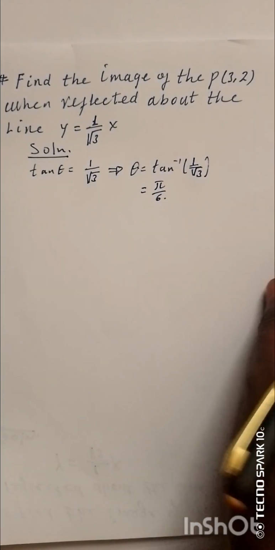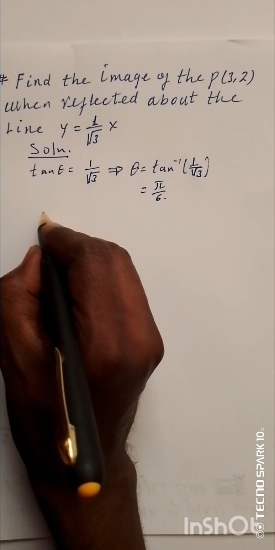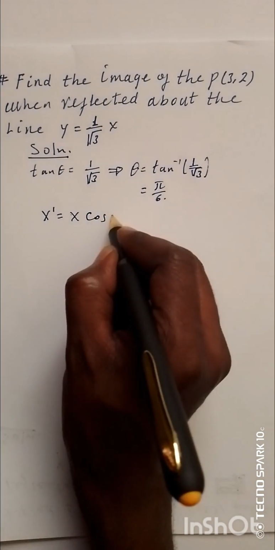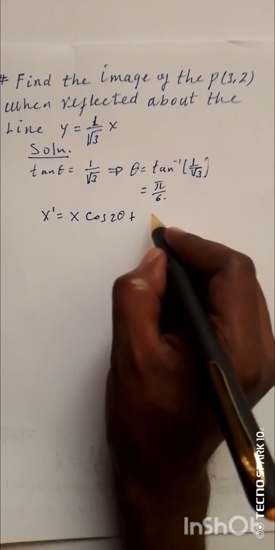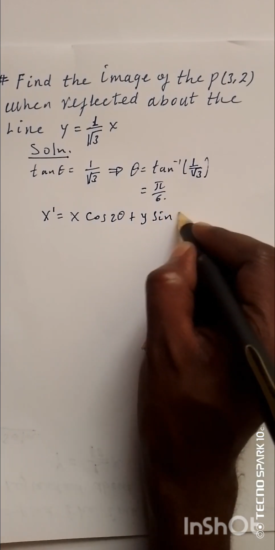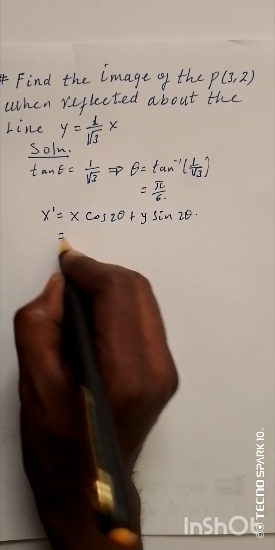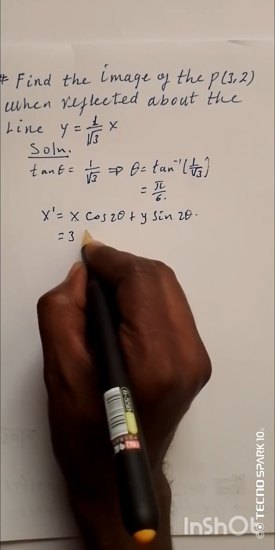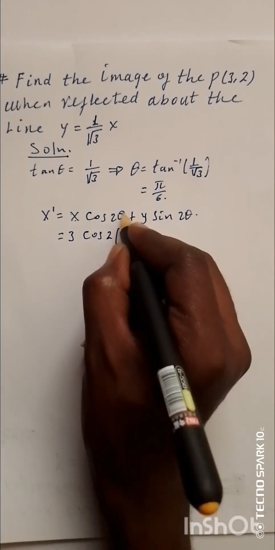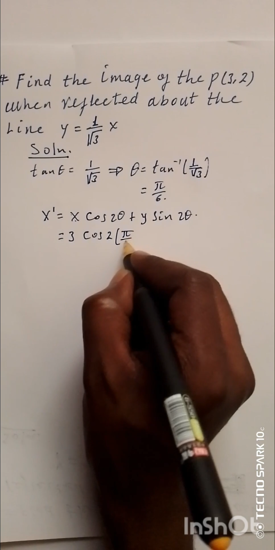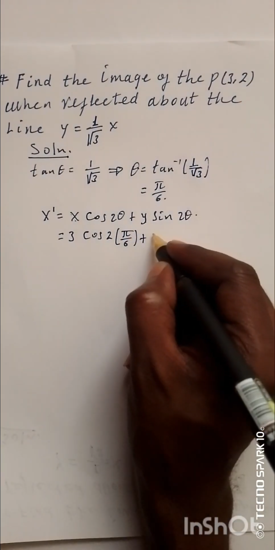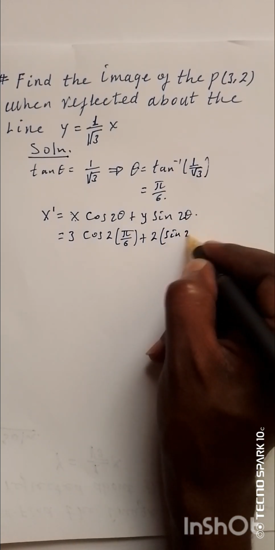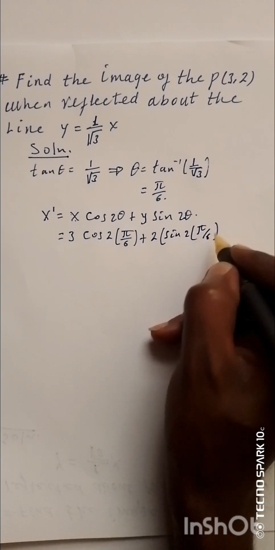Therefore, from the formula of reflection of the point, x prime is equal to x cos 2θ plus y sin 2θ. So the value of x here is 3. Substitute x = 3 into cos 2 into θ, which is π/6, plus y is 2, that is sin 2 into π/6.